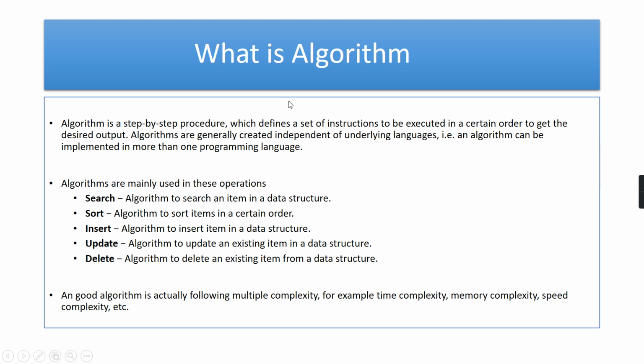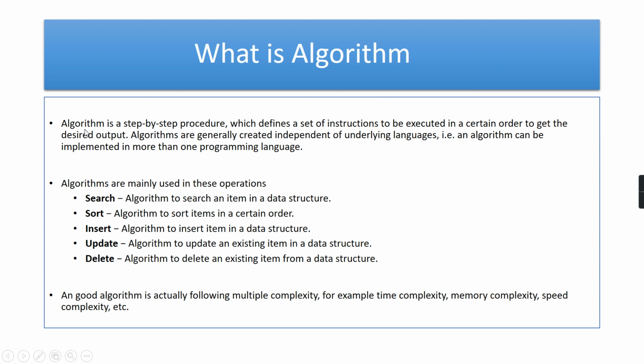Okay, now what is an algorithm? An algorithm is a totally different concept. Suppose the data structure is a house, then the algorithm is the path by which you can reach it or send some object to your place. So algorithm is different, data structure is different.